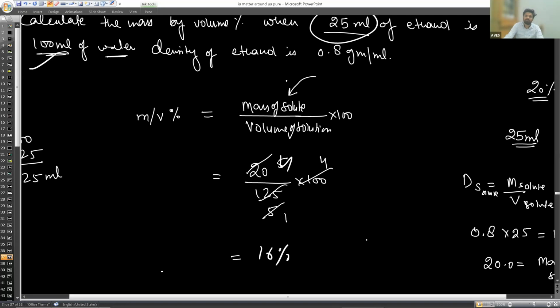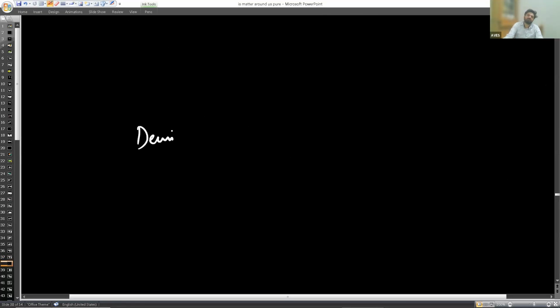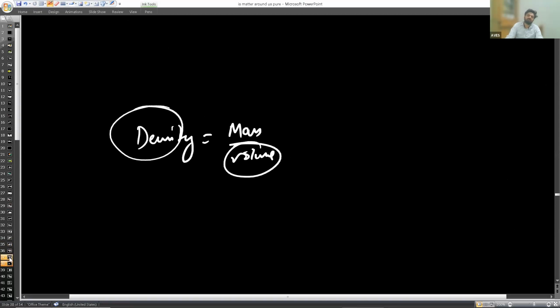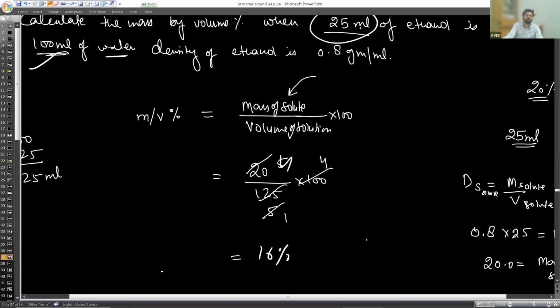It's very simple, and here is the solution also. Mass by volume means you need mass and volume, but here the mass of solute is not given. Volume of ethanol is given, so you have to convert volume into mass. How will you convert? With the help of density. Density is equal to mass upon volume. We have volume and density here. 25 ml is the volume of ethanol and the density of ethanol is 0.8.